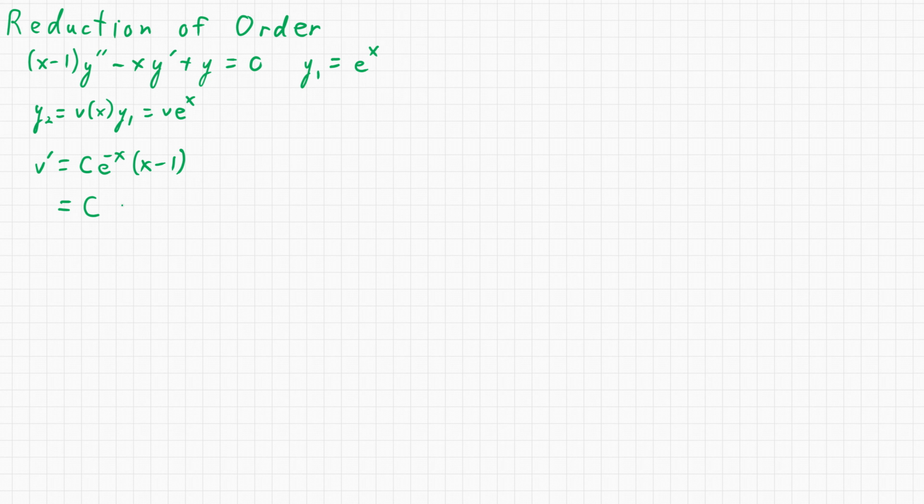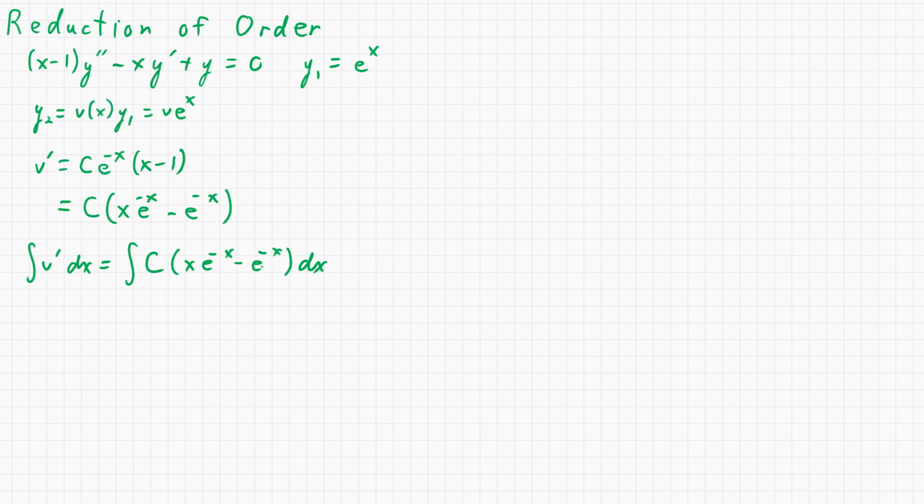So this is a constant, and if I multiply the e to the negative x in, I get x e to the negative x, and then I get minus e to the negative x. Alright, so what I want to do is integrate v prime dx equals the integral of a constant times x e to the negative x minus e to the negative x dx.